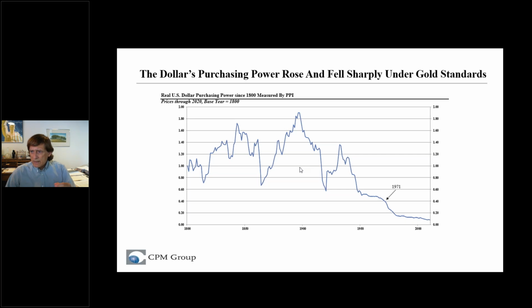So the fact that the dollar's purchasing power is about 14% of what it was in 1800 today is true. The fact that it fell sharply after 1971 is true. But the idea that it was somehow stable between 1800 and 1970 under those gold standards is false. It actually had fallen sharply, really from World War II onward.